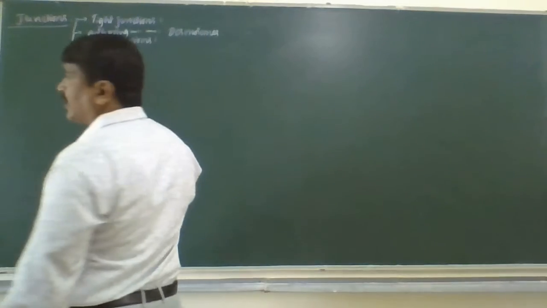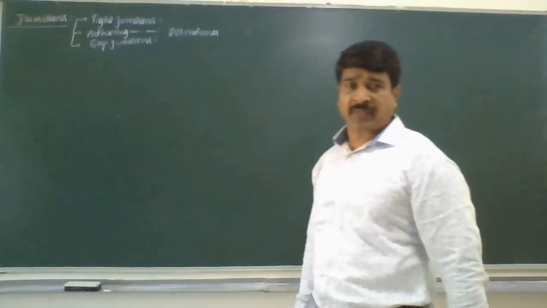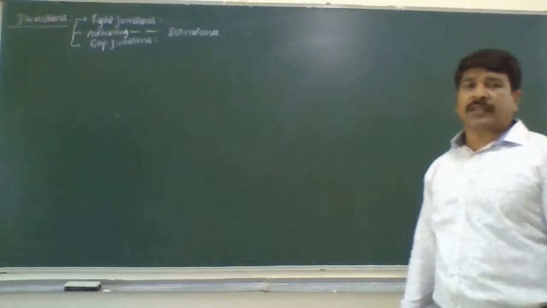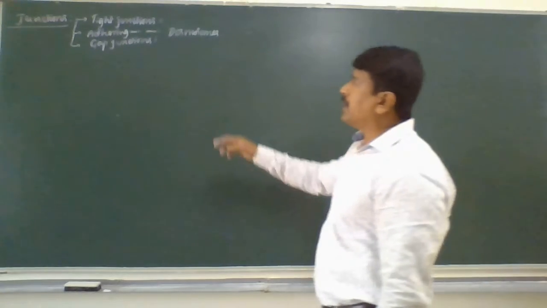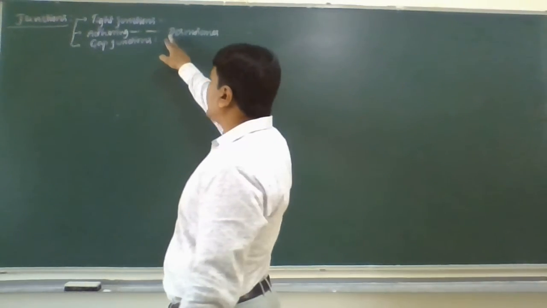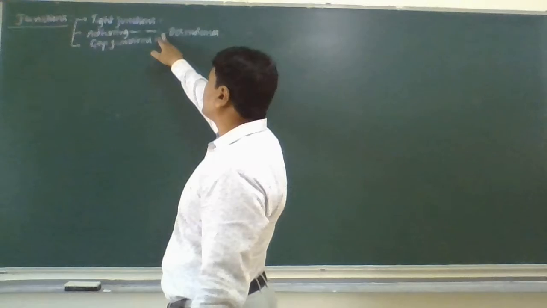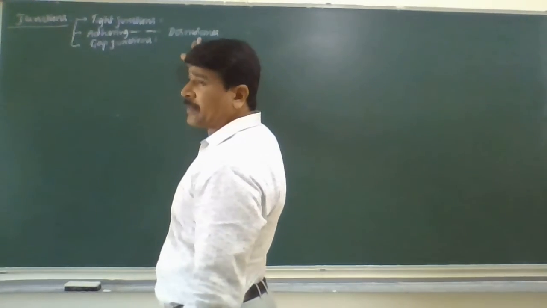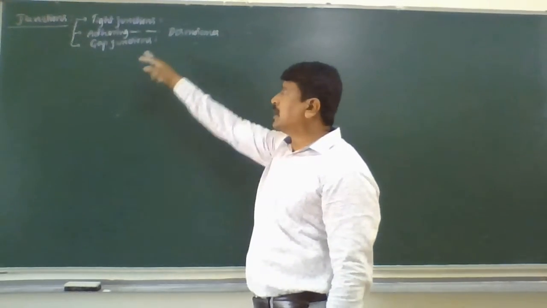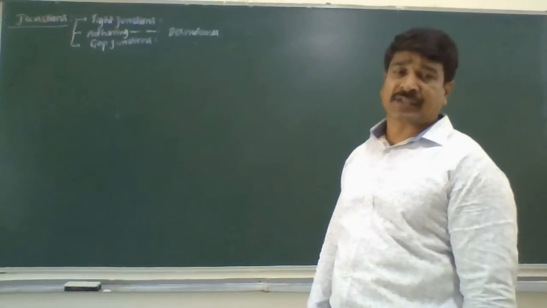Desmosomes are called adhering junctions. The cells are held together by cytoplasmic strands called desmosomes. So these are called adhering junctions.